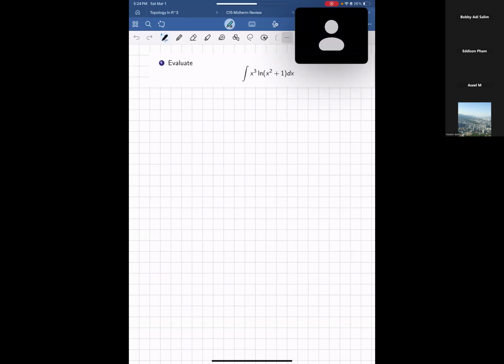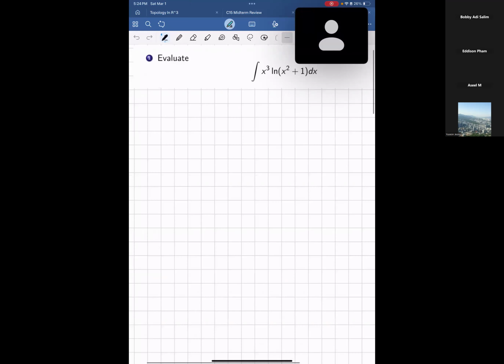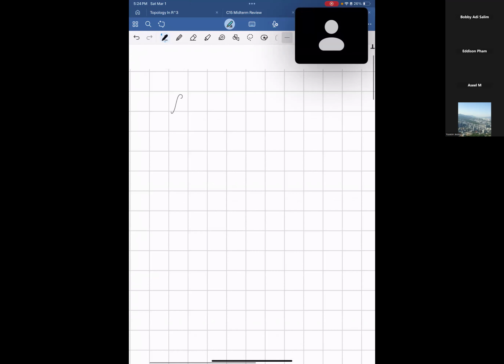Yes. Okay, so the question at hand is the integral of x cubed ln of (x squared plus 1) dx. Anyone have any ideas about what to do? Oh, I can't see the chat. Okay, you solve with, okay, perfect, yeah, that works.